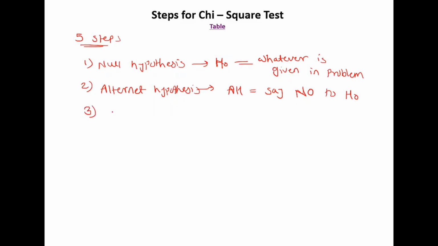In step 3, we calculate degree of freedom, which is n minus 1, and we finalize the level of significance. So if the level of significance is given in the question, then we use the given value, and if it is not given, then we assume it. Once we get the degree of freedom and level of significance, then with the help of chi-square table, we calculate the value of chi-square alpha.